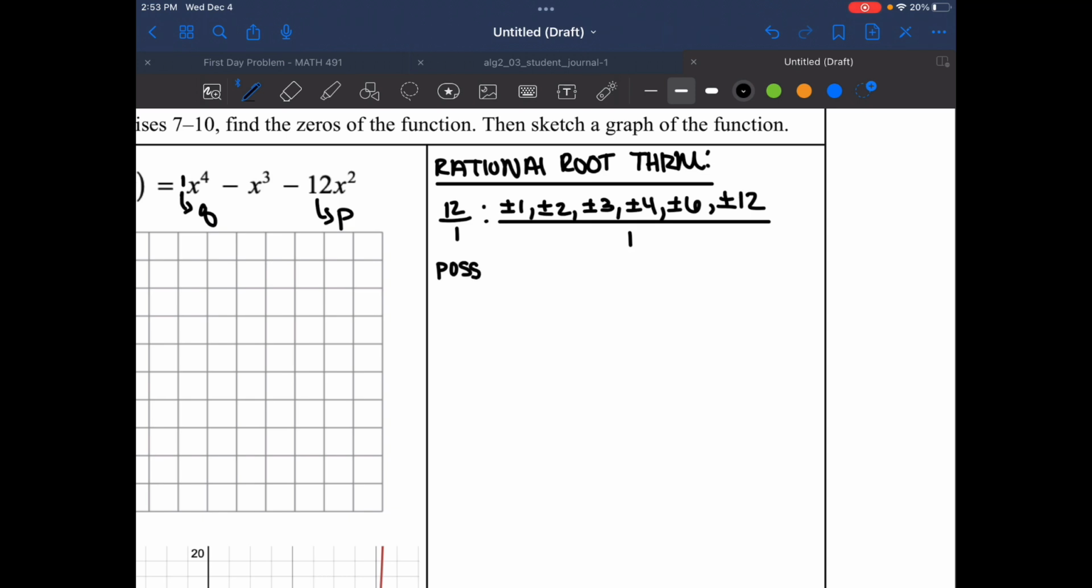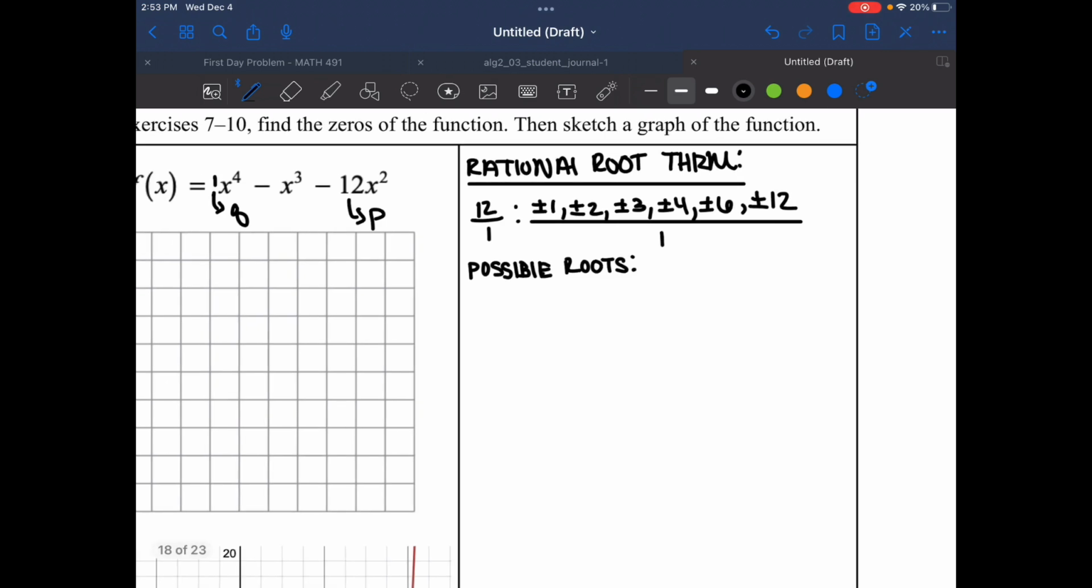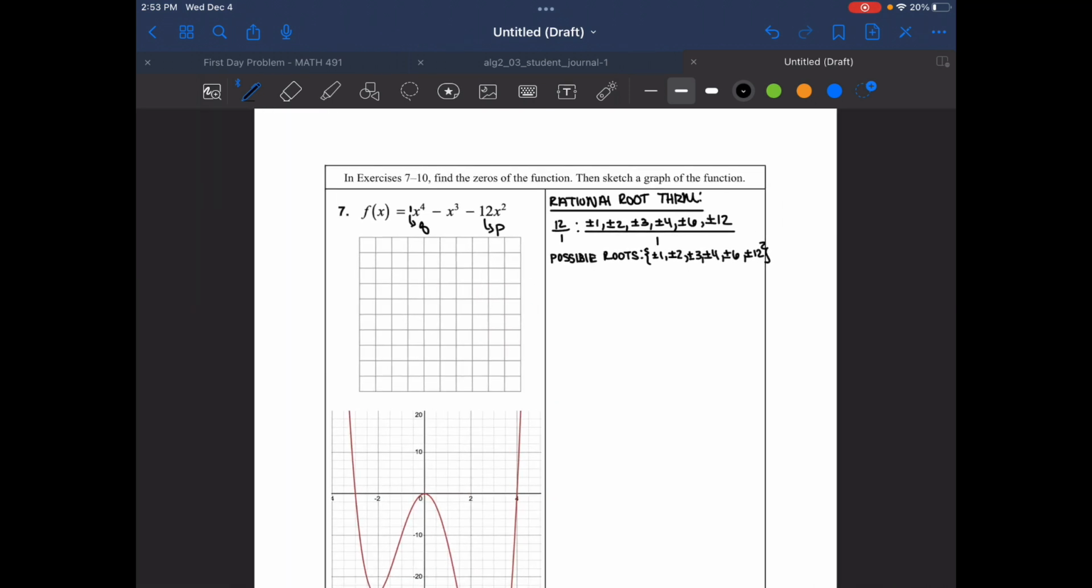So my possible roots are going to be plus or minus 1, plus or minus 2, because if I'm dividing by 1 for all of these, like I'm doing 1 over 1, 2 over 1, 6 over 1, that kind of stuff. So it's plus or minus 1, 2, plus or minus 3, plus or minus 4, plus or minus 6, and plus or minus 12, right?